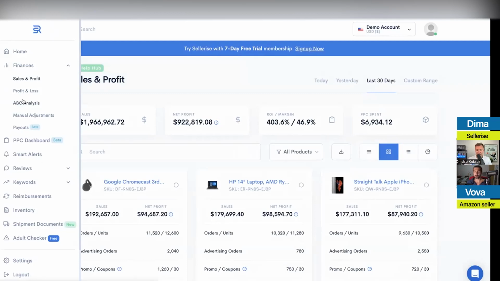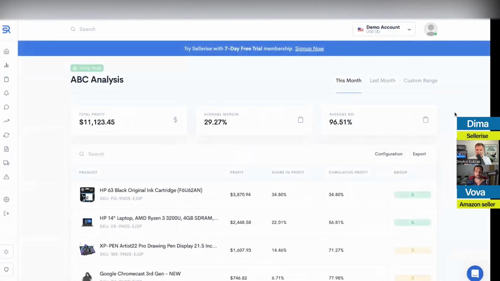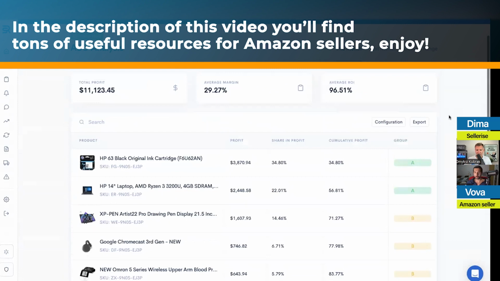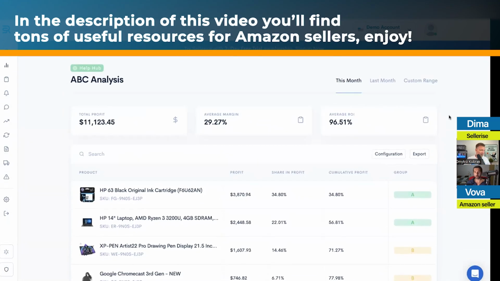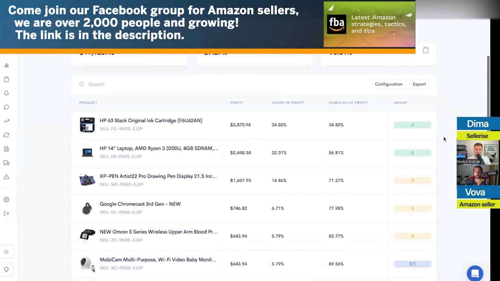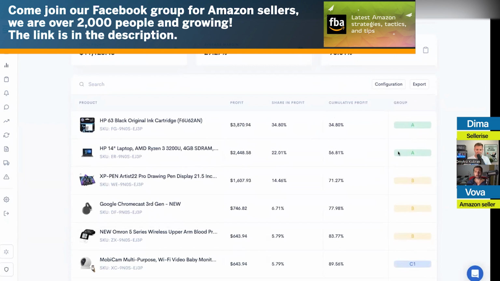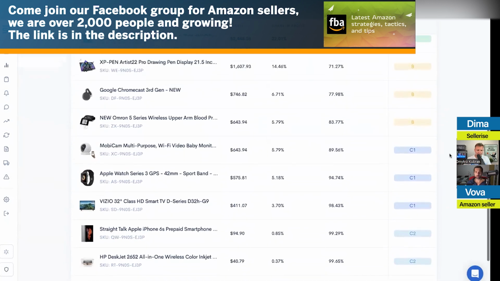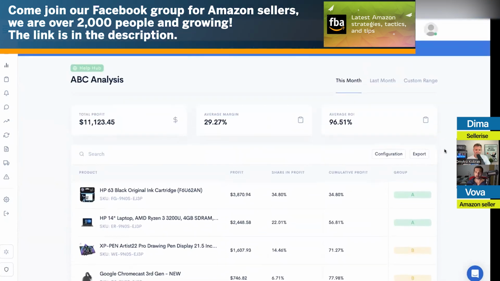Let's just start with the ABC analysis right now. Sure, I will explain to you in a few words what ABC analysis means. It's a tool for companies who have huge catalogs, and for them it's very important to understand what type of products bring the most profit. That's how they split them into categories A, B, and C, and this will help them to understand.